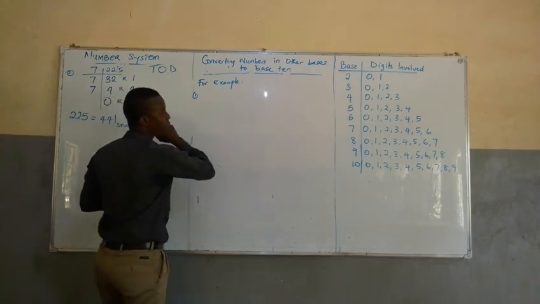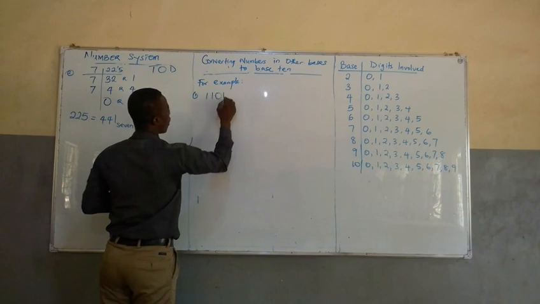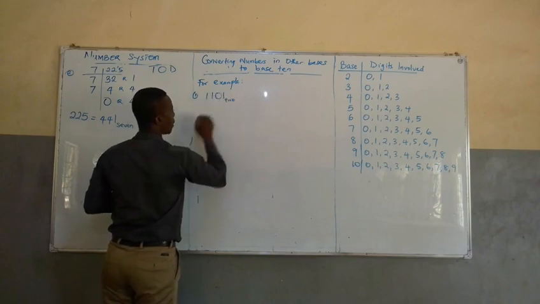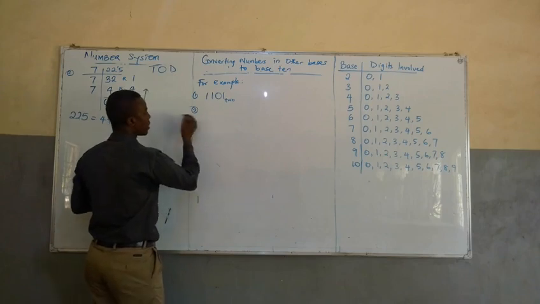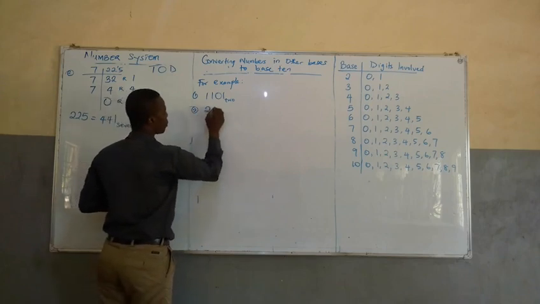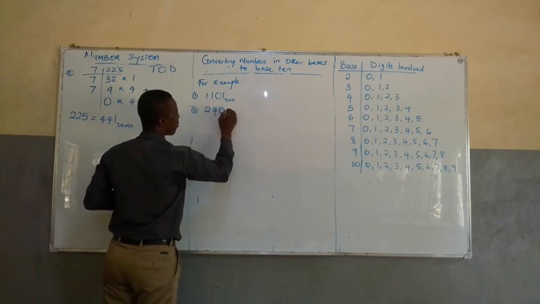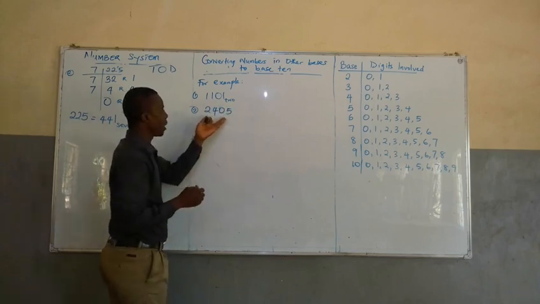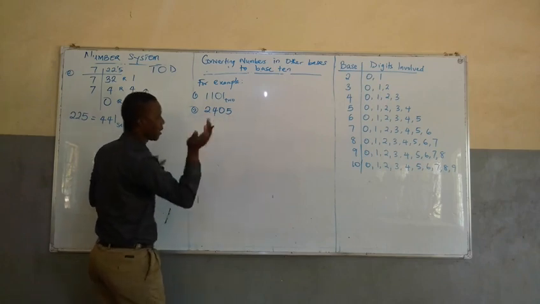So let me have something like this. Let's say I have 1, 1, 0, 1. This is in base 2. I'm to change that to base 10. And let's pick another base, like let's say I have 2, 4, 0, 5. So the possible base that this can be, it can be base 6, base 7, 8, 9, or 10.